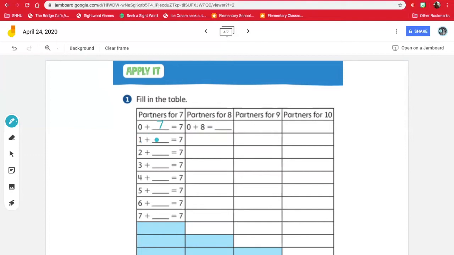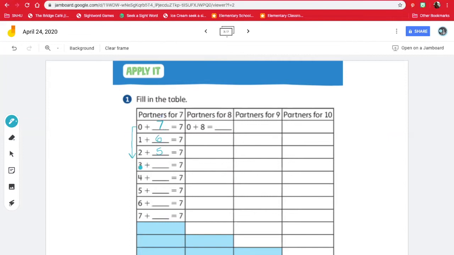1 plus what equals 7? Well, if I count in my head, 5, 6, and then 7, 6 is 1 less than 7, so we need to add 1 to 6 to get 7. 2 plus what equals 7? Well, I could put 5 in my head and count on by 2, 6, 7, and I get to 7. Notice that these ones are going up by 1, and these ones are decreasing by 1, so they're 1 less.